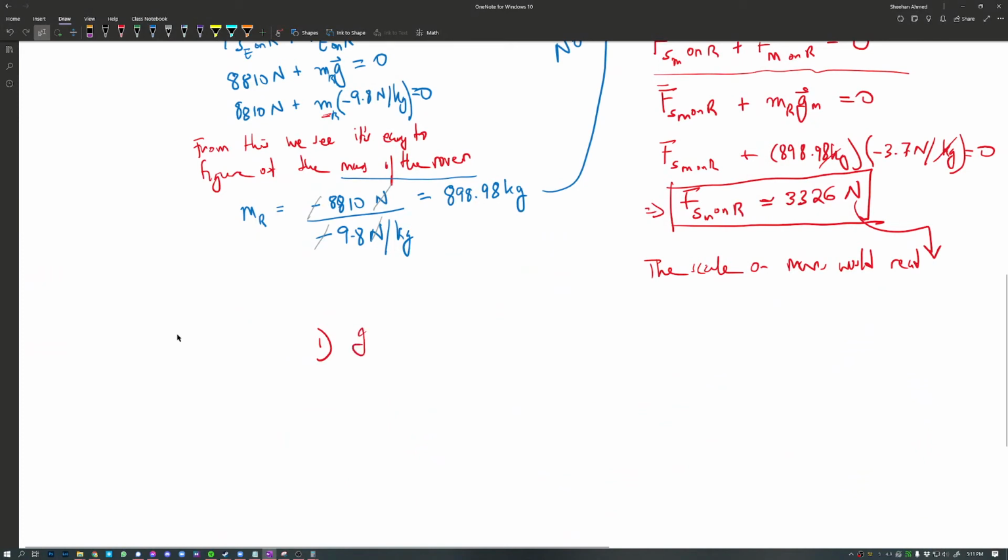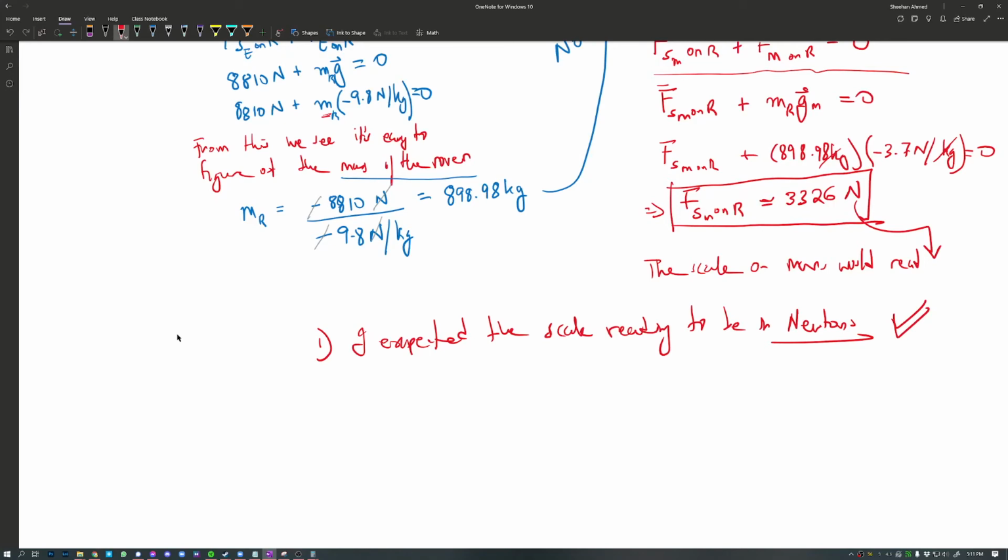I expected the scale reading to be in newtons because it's a force, and I did get that. So that's part of my evaluation. Let's look at something else.